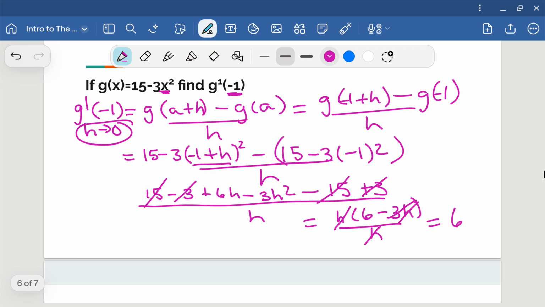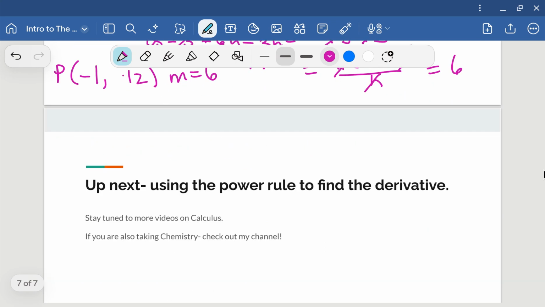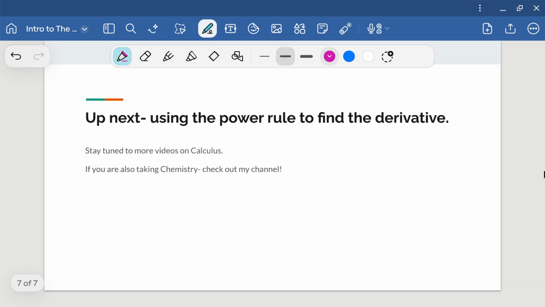Now if I plug in my limit of 0, this term will go away, and I get 6. So what this means is at that point, negative 1, and if we plugged in that value here, what would that be? Negative 12? If we plugged in negative 1 into this first part here, that would be my point. And at this point on this line, the tangent line will have a slope of 6. So lots of work there, but up next we're going to learn the power rule, which makes finding a derivative a lot easier. So definitely make sure you understand the graphs.